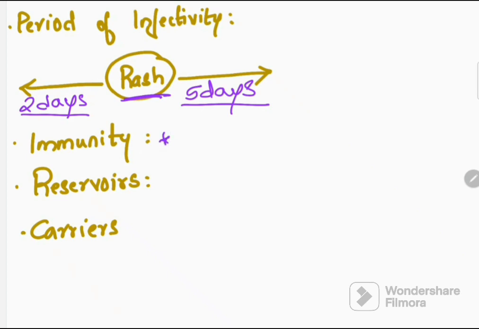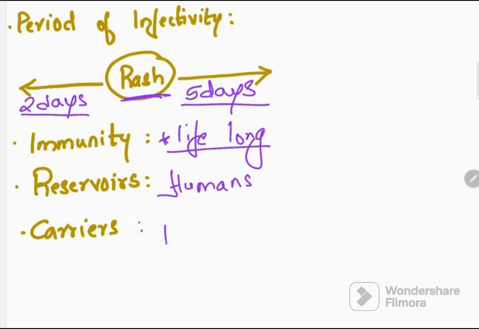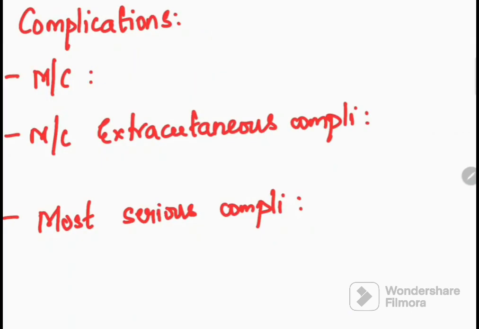Immunity, well, this is a good thing. If the patient gets chickenpox once, he has lifelong immunity. Now, who are the reservoirs of chickenpox? It is humans only, right? We can't get it from animals or other sources. Only a human can transfer it to another person. Are there any carriers? Are we known to carry it in our body? No. There are no carriers known. Chickenpox is actually a self limiting lesion, but sometimes it may lead to complications if not treated. And these are something to worry about.